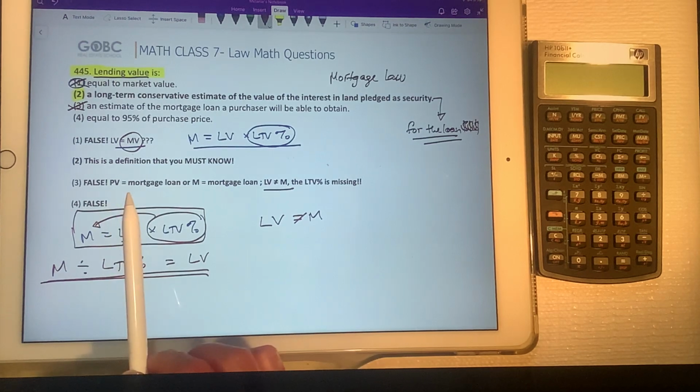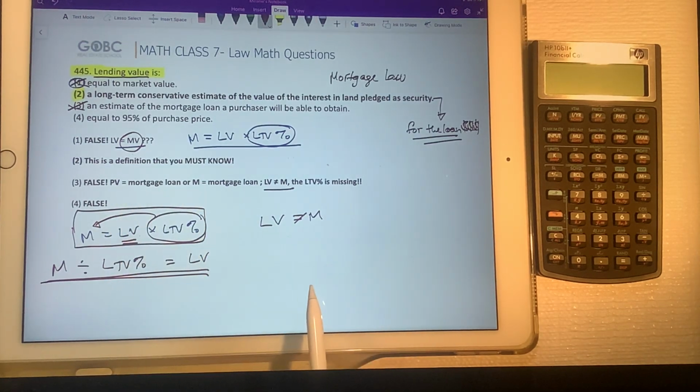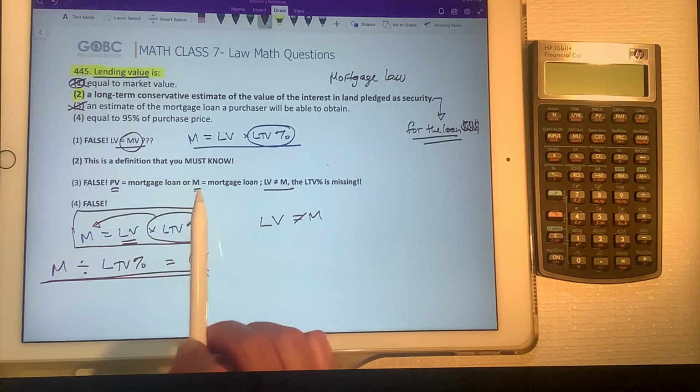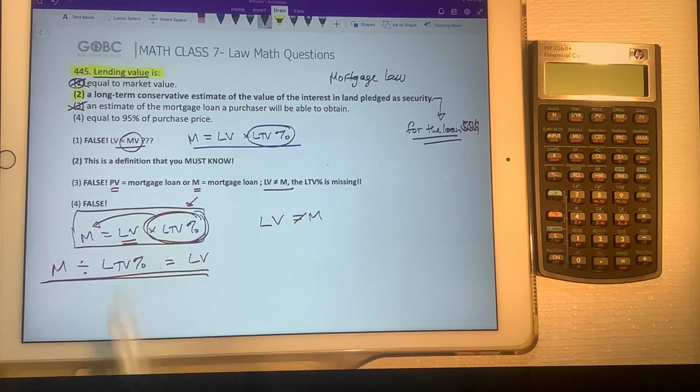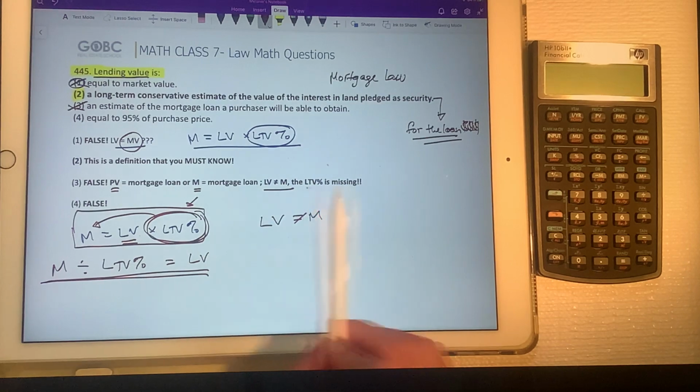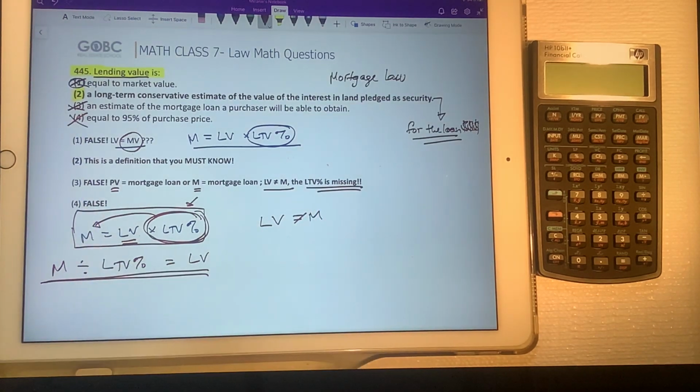The PV and the M are what we find, right, based on our payment formulas and our M formula that we have here. That's what we find. But the lending value and the M are not equal because, again, you have that loan to value ratio term that you need to add into the formula. It's part of that formula, so you can't just chop it off. And it's not equal to 95% of the purchase price.